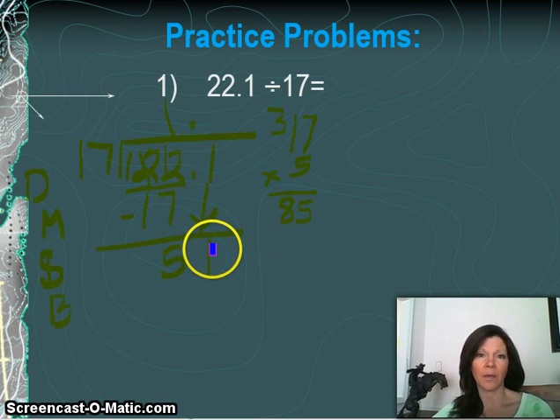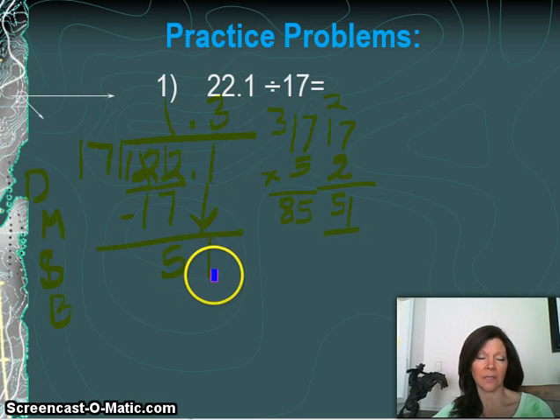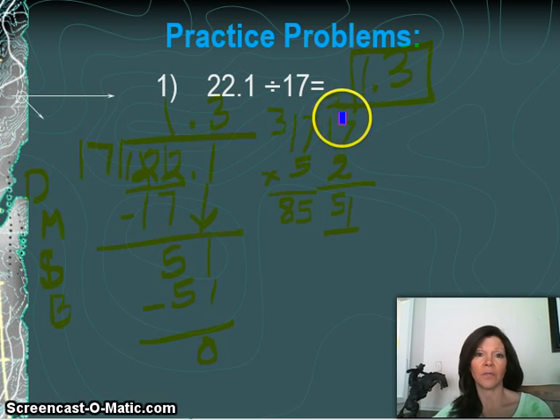85 is entirely too big. So now you know that you need to go smaller. We're going to go a couple numbers smaller just to see about where we lie. So we're going to multiply. We're going to go to a 3. 17 times 3. 3 times 7 is 21. Carry our 2. 3 times 1 is 3, plus 2 is 5. Obviously, 3 is our choice. You're going to put the 3 directly above your 1, because that's the number we brought down. 17 times 3 is 51. Subtract, and you get 0. So 22 1/10 divided by 17 is 1 3/10. Hopefully you did really well.